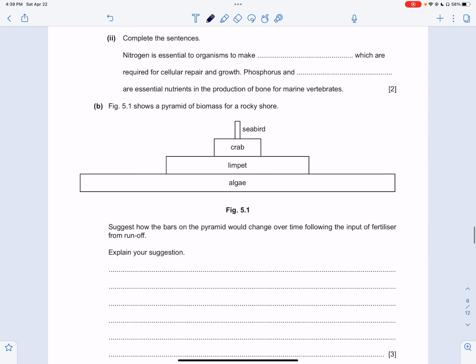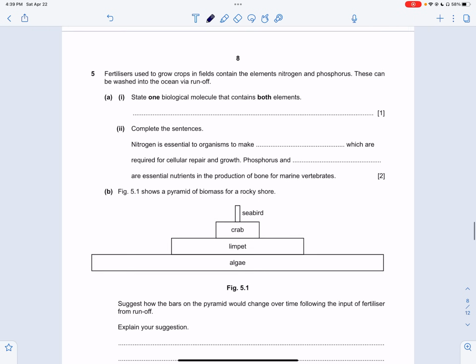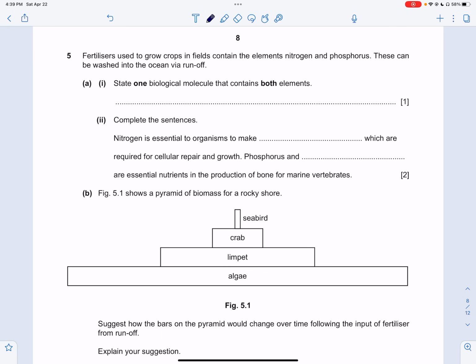Yeah, okay. Almost done with that first section, and then we just got the last pages. Love a fill in the blank. If you can get Cambridge to get you a fill in the blank, that's awesome. It's so easy. Fertilizers used to grow crops in fields contain elements nitrogen and phosphorus. And those are also two of the most limiting nutrients in the ocean, and in intertidal areas, and that's why it can cause big algal blooms.